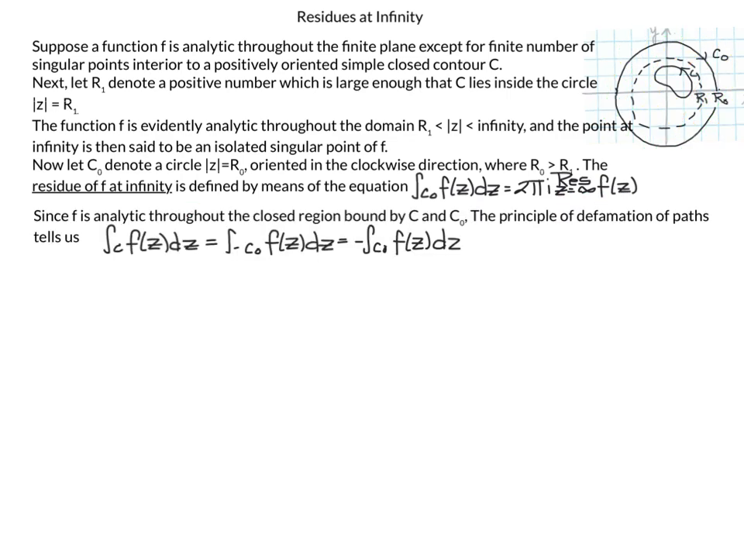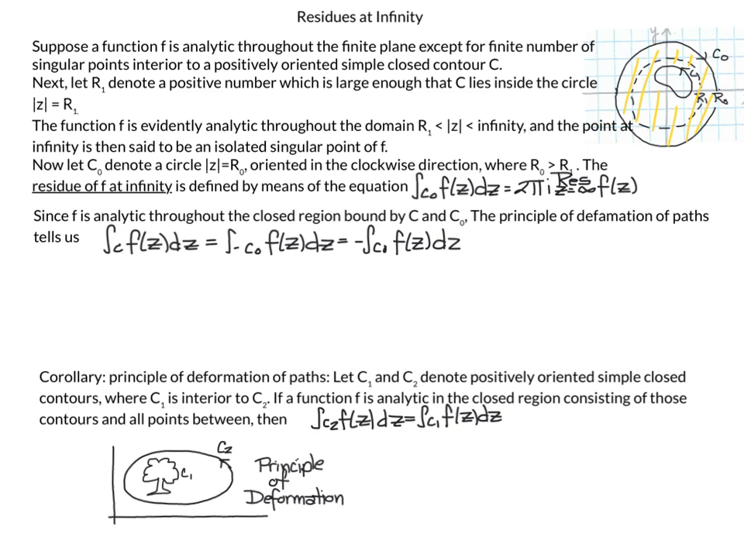Now, since f is analytic throughout the closed region bound by C and C0, so this C and this C0, so we're looking at this region here, we're analytic here. By our principle of deformation of paths, that means the integral over C of f of z dz is equal to the negative integral over C0 of f of z dz. And this negative is because C0 is in the opposite orientation as C.